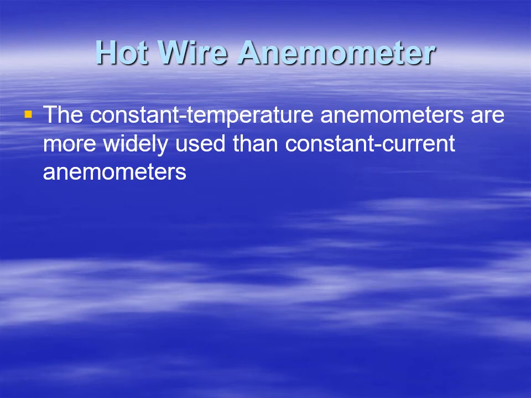So, there are these two different types, the constant current and constant temperature hot wire anemometers. It seems like the constant temperature hot wire anemometers are more common than the constant current. Constant temperature, remember once again, tries to keep the temperature constant by putting in the right amount of current to keep the temperature the same regardless of the wind speed.